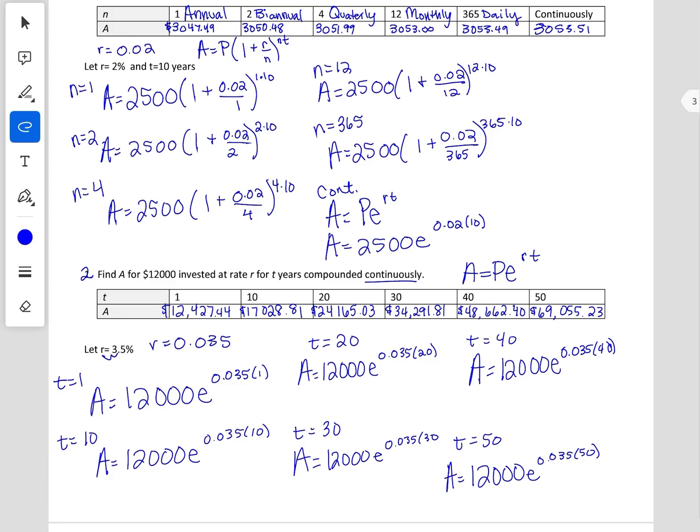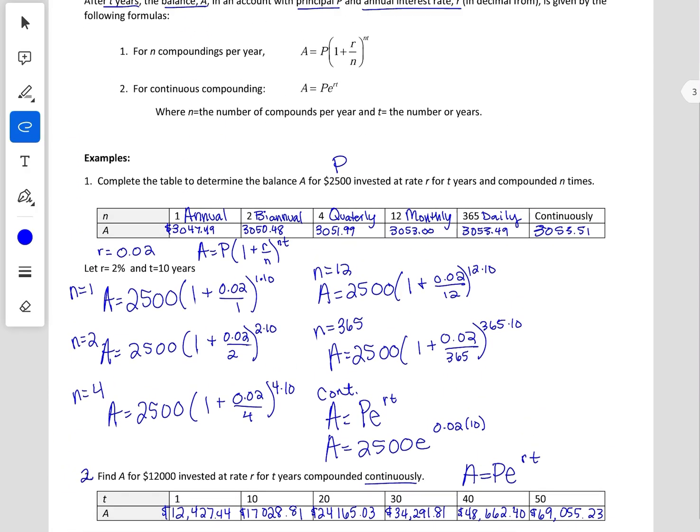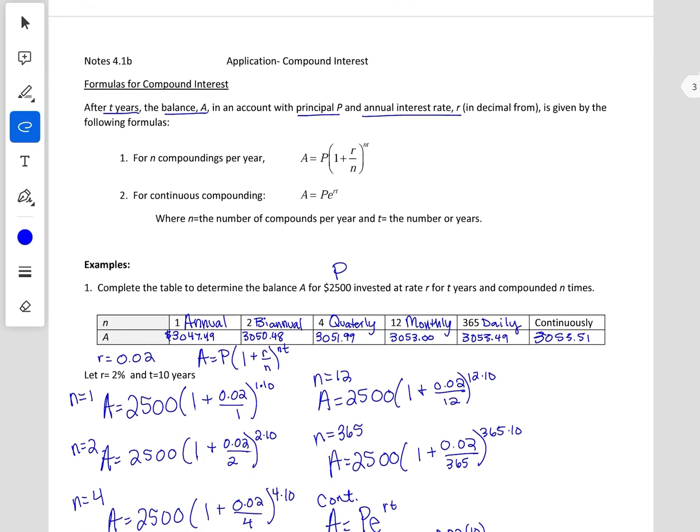So after 1 year, it went up about 400 bucks. But at 20 years, it doubled. And then, wow, after 30 years, it almost tripled. And then at 50 years, it was almost multiplied by 6. That's a lot if you can keep it in that account. All right, so that is just a little application for exponential functions for us.